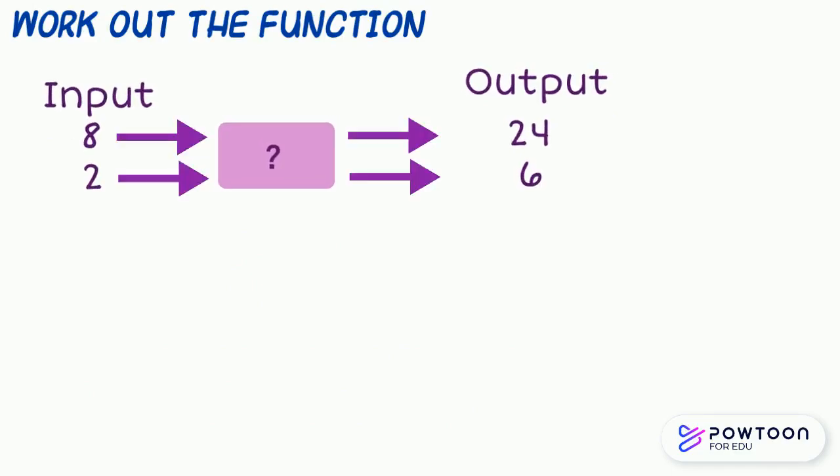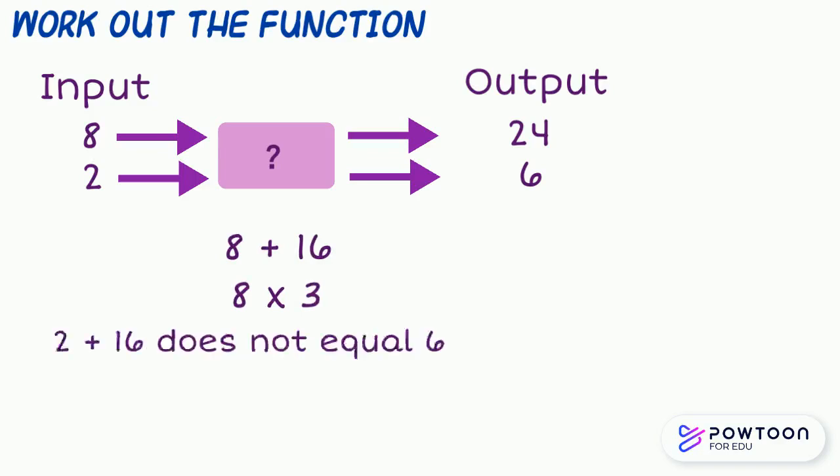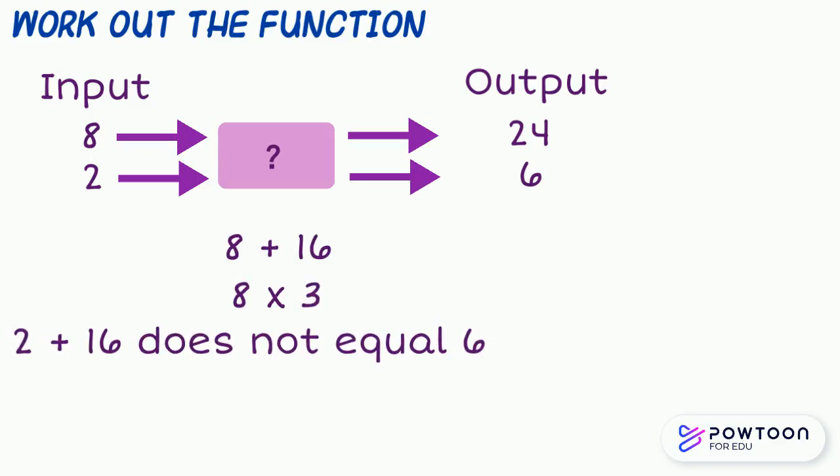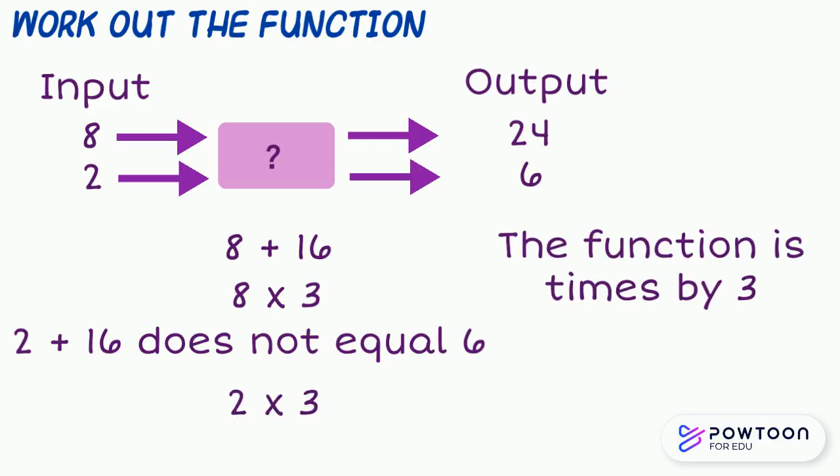In this example, we now have two inputs coming into the function machine, which makes two outputs come out as well. So if we look, we've got 8 going in and we get 24 out. And we also have 2 going in and getting 6 out. So now we actually have to consider both of them when picking our function. We know that going from 8 to 24, we can either plus 16 or we can times by 3. Now we need to figure out which of those works to get from 2 to 6. So 2 plus 16 definitely does not equal 6, so we can't use that one. But if we do 2 times 3, we get 6. So times by 3 works for both, so our function is just times by 3.